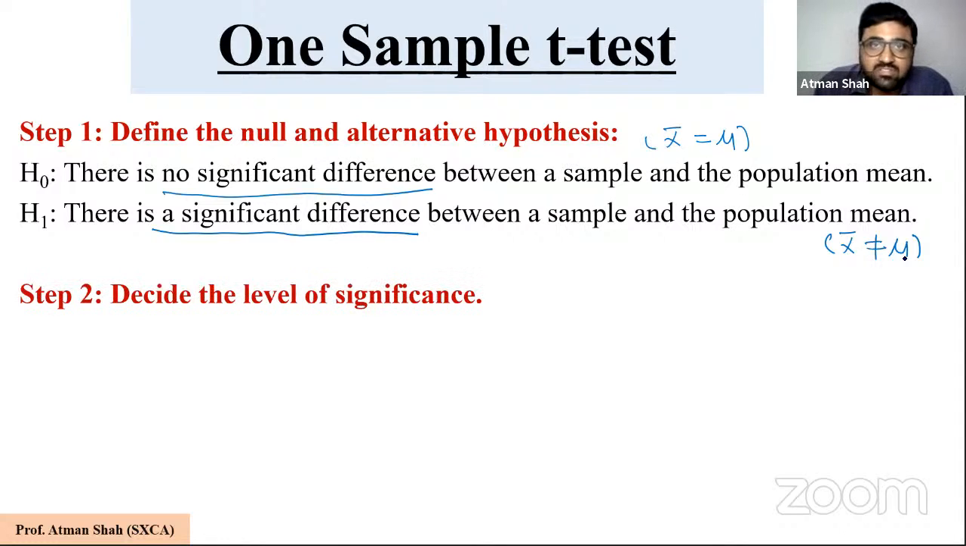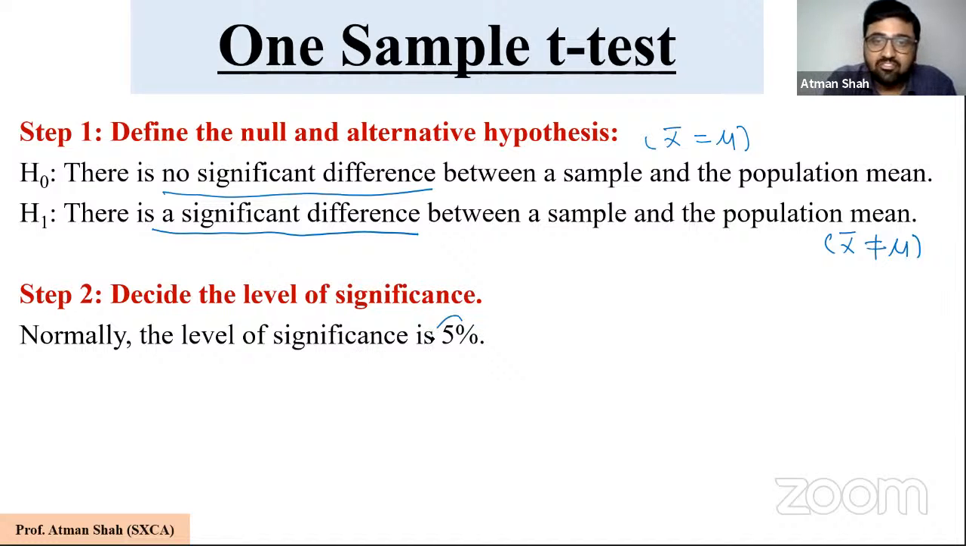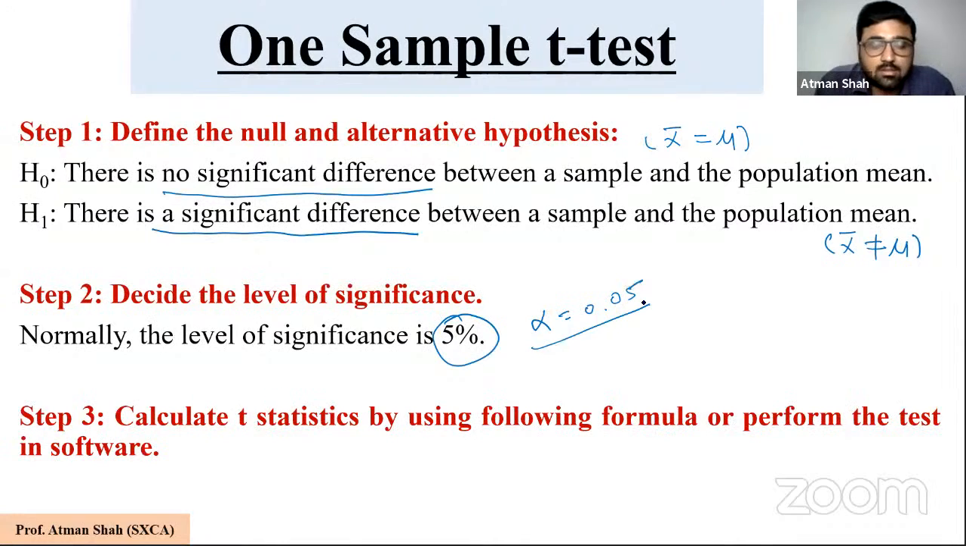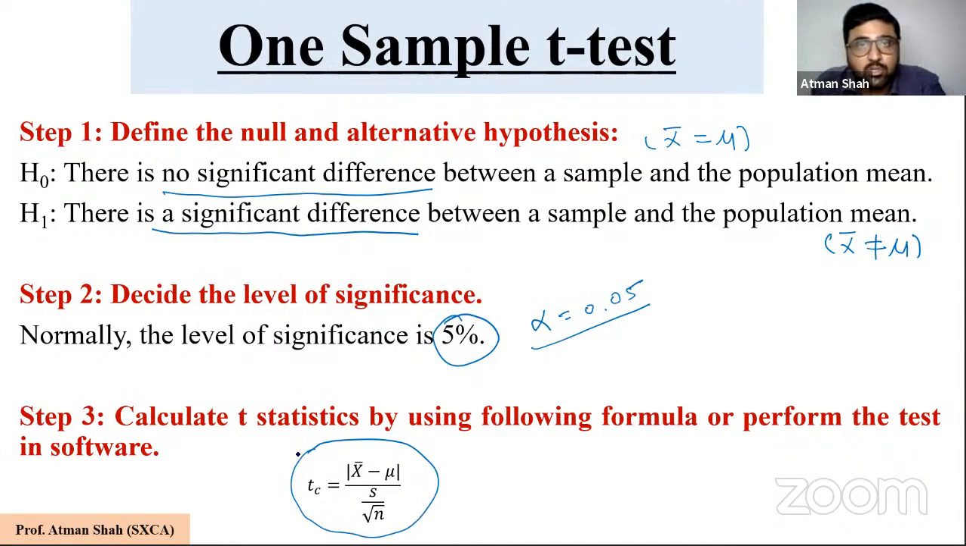Now step 2, decide the level of significance. Normally it is 5%, so our alpha is equal to 0.05. Third, calculate the t statistic by using the following formula or perform the test in software. If you want to calculate the t statistic manually, you can use this formula. But here we are going to see how to perform this in RStudio, so there is no need to calculate the t statistic manually. Here you can see X bar is the sample mean, mu is the population mean, S is the sample standard deviation, and N is the sample size.